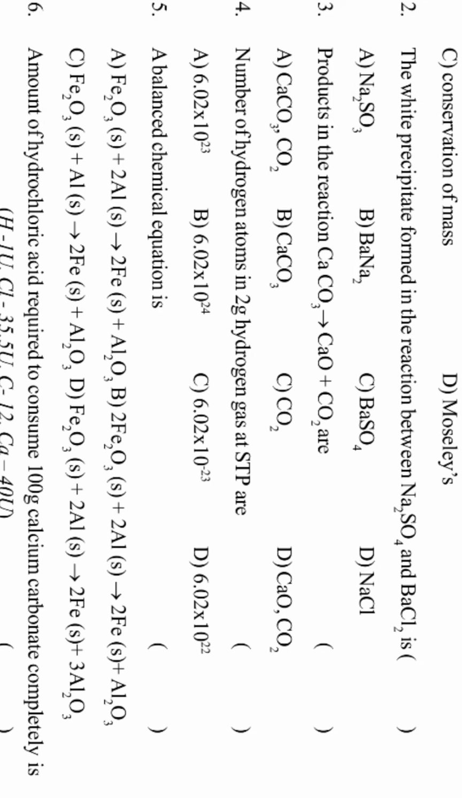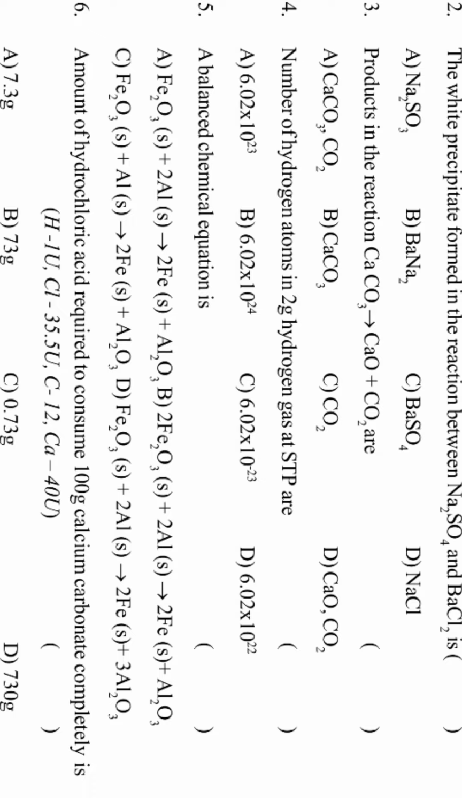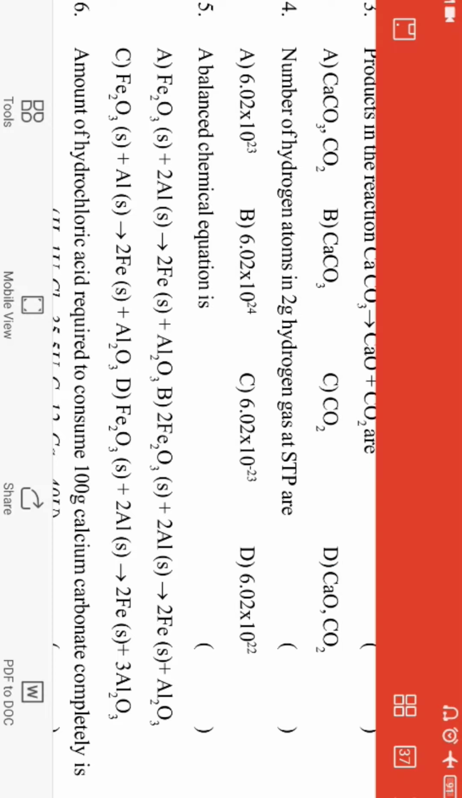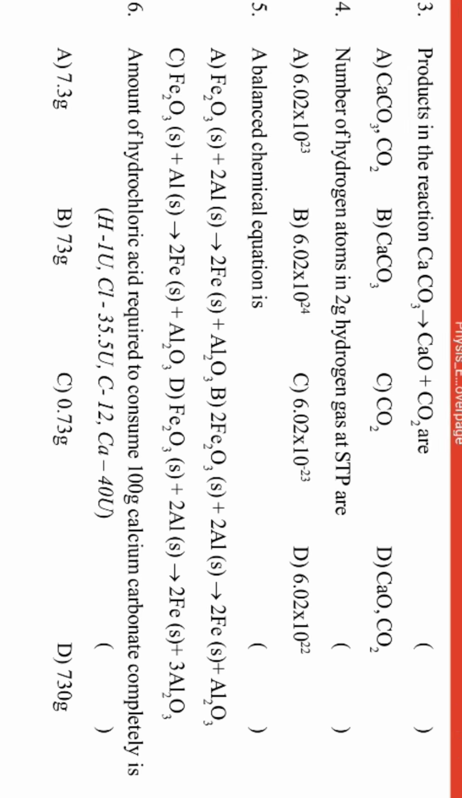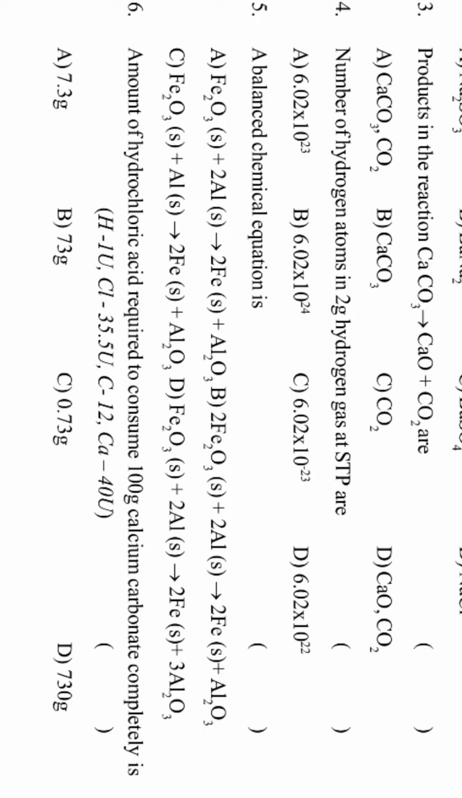Second: the white precipitate formed in the reaction between Na2SO4 and BaCl2 is, the answer is C, BaSO4. The third one: products in the reaction CaCO3 gives rise to CaO plus CO2. The products are nothing but CaO and CO2, so the answer is D. Next, question number 4: number of hydrogen atoms in 2 grams of hydrogen gas at STP. Actually, 2 grams is nothing but 1 mole. So 1 mole of hydrogen at STP is 6.02 into 10 power 23. So the answer is A.